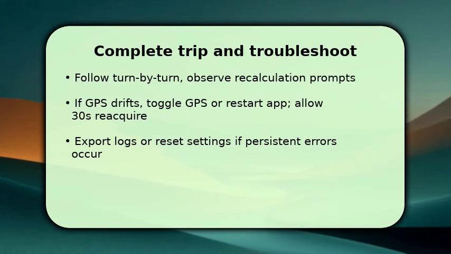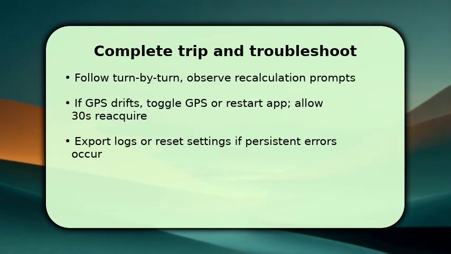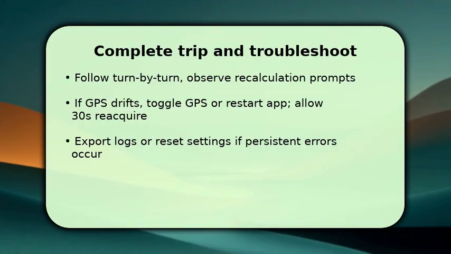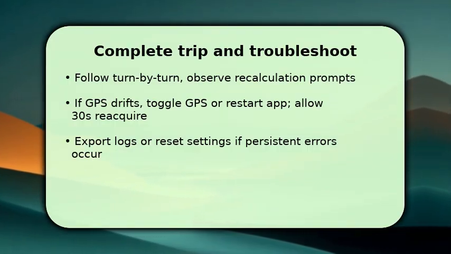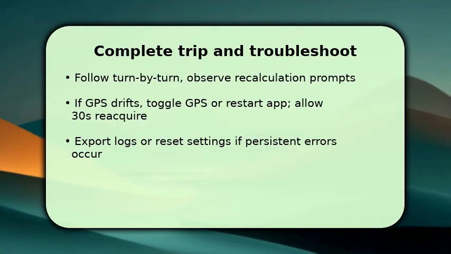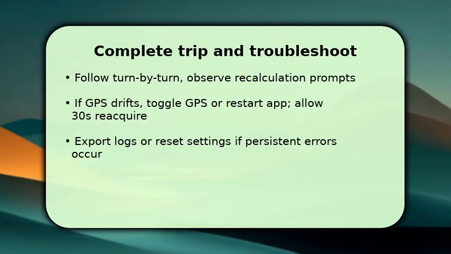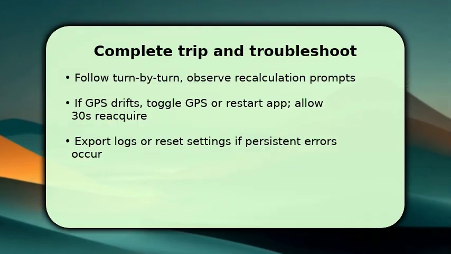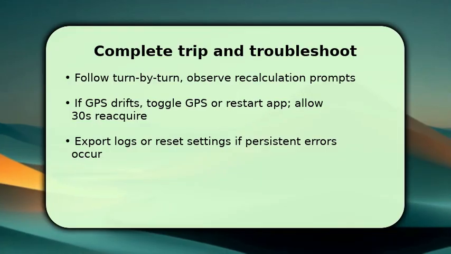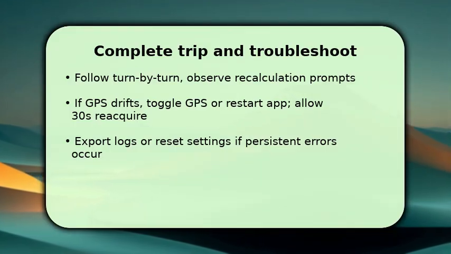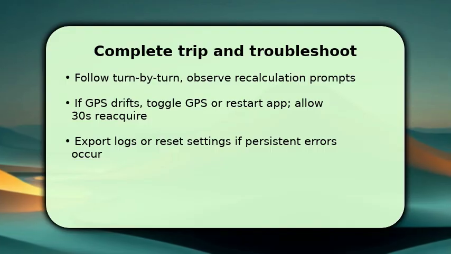Finish by following iGo turn-by-turn instructions and monitoring the map for recalculations. If you miss a turn, the app recalculates automatically. Comply and resume. If guidance is off, toggle the device GPS or restart the app and wait about 30 seconds for a fresh fix. If problems persist, clear cache or export navigation logs and reset route settings to defaults.